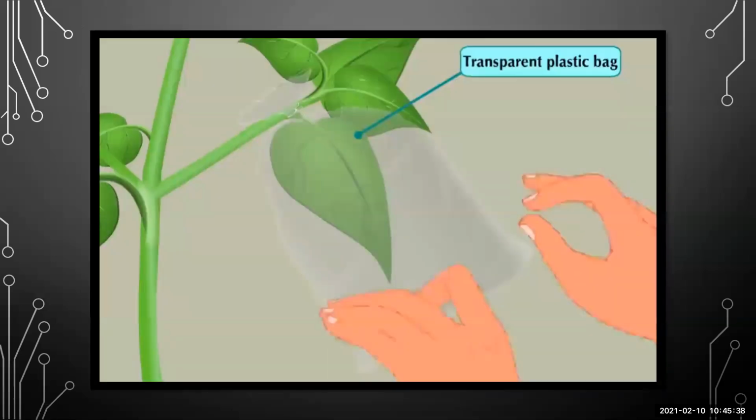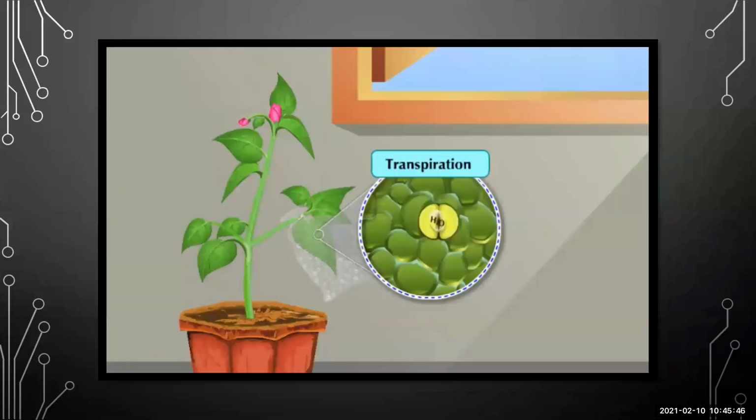Let's see. See how the bag is tied this way. A transparent bag is tied to the branch of the plant. Then due to transpiration, what happened? Due to transpiration, water in the form of vapor appears through the stomata on the leaves. This process is known as what? Transpiration. Plants give out water in the form of vapor through the stomata.